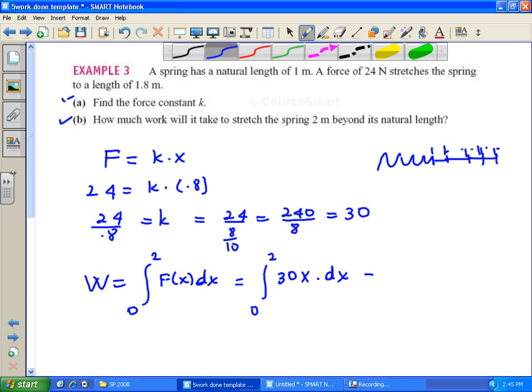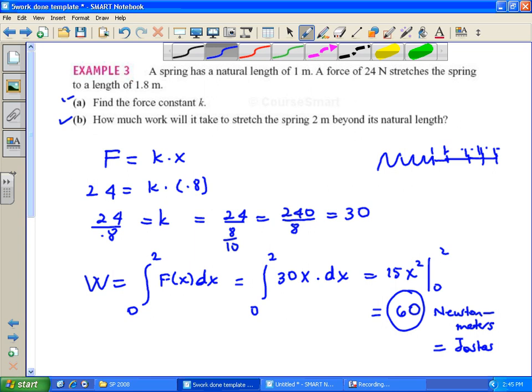dx. So here we get 15x squared going from 0 to 2, and that gives us 60. And as to the units, we had newtons and meters. So instead of foot-pounds, we're going to actually end up with another unit of measurement called Newton meters. And this has another name. In your physics classes, you might also see this as joules, or just abbreviated J. So 60 Newton meters or 60 joules is the total work done to stretch the spring from its original position to 2 meters beyond its natural length.